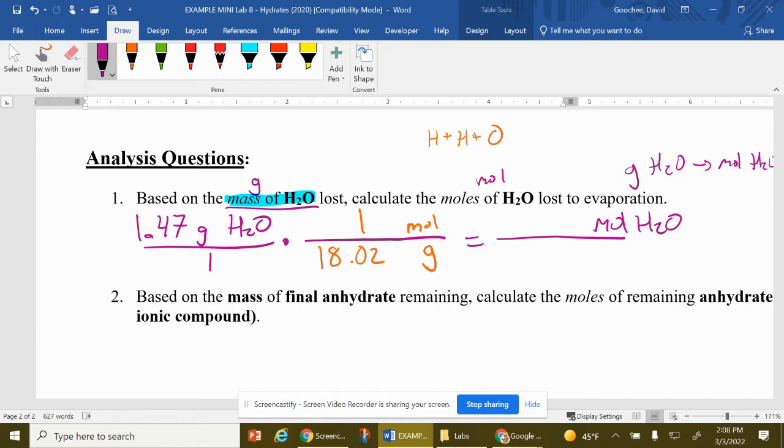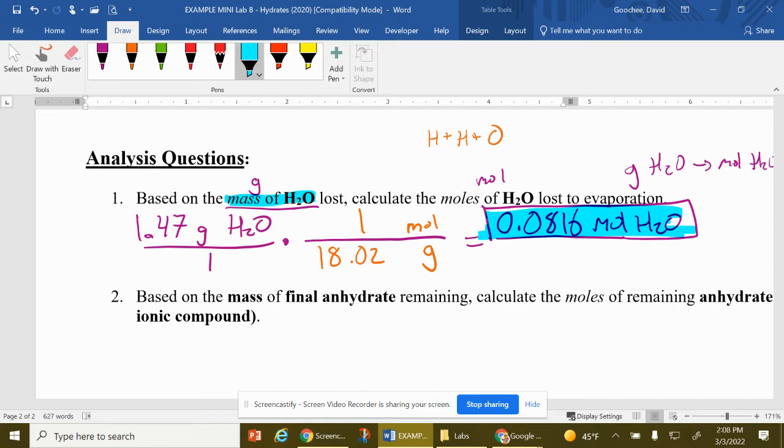Okay, so how many moles of water did we get? Well, it's 1.47 divided by 18.02. So let me plug that into my calculator. 1.47 divided by 18.02. And we have 0.0816 moles of H2O.